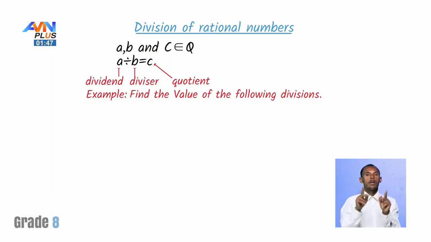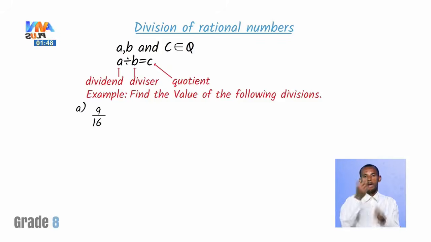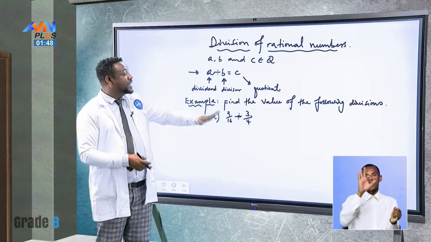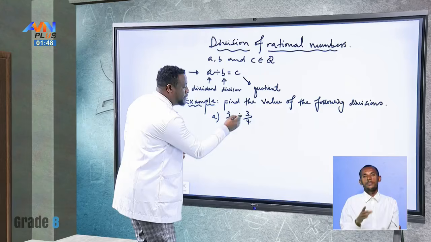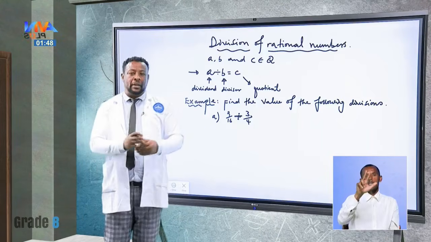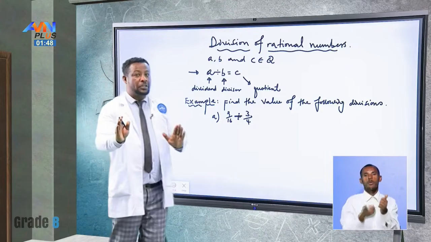Say we have two rational numbers, 9 over 16 divided by 3 over 4. If you are asked to calculate this division, 9 over 16 divided by 3 over 4, you need to follow this principle.